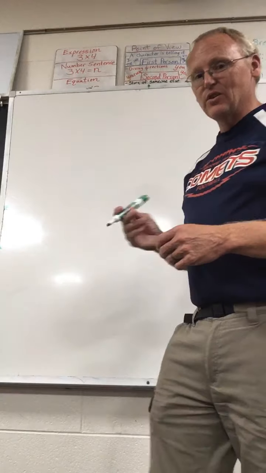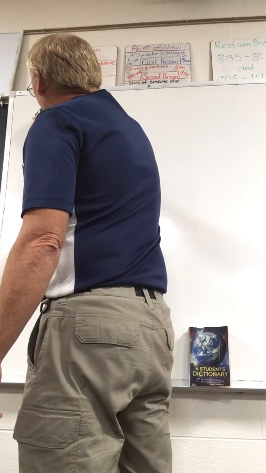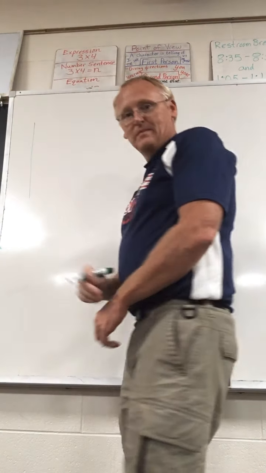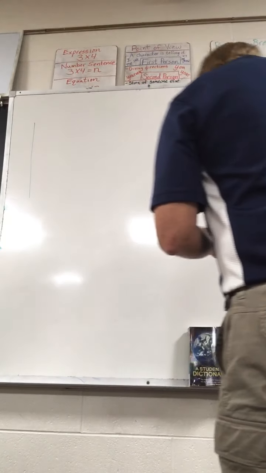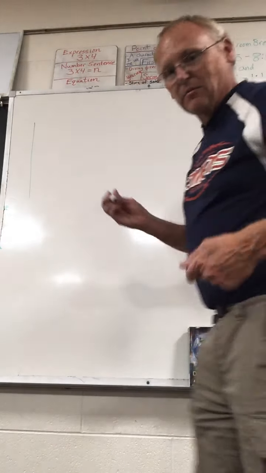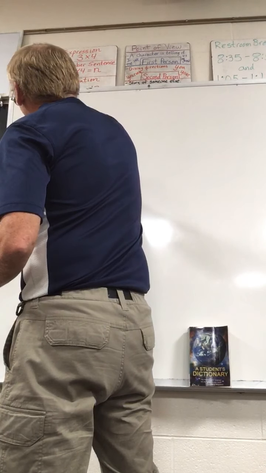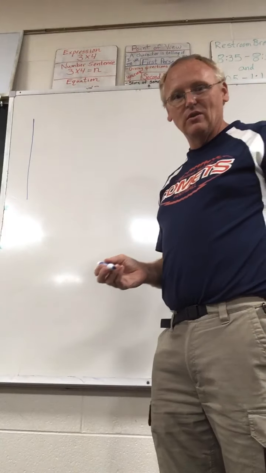So the first thing you're going to do is you're going to draw a vertical line segment. Okay, vertical means straight up and down. I think I might try a different marker. That one's not showing up very well. All right, that's a lot better. Okay, so there's your vertical line segment.